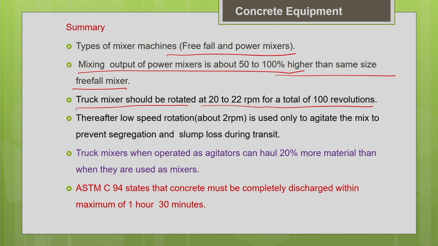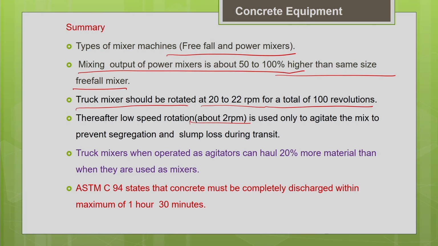So, if you are going to prepare your concrete in your transit mixer, in that case the truck should be rotated at a speed of 20 to 22 RPM for a total of 100 revolutions. After that you can rotate it at a speed of only 2 RPM for just agitation to prevent segregation and the slump loss during the transit. If you are going to use your transit mixers as agitators, it can handle 20% more material than when used as the truck mixer.